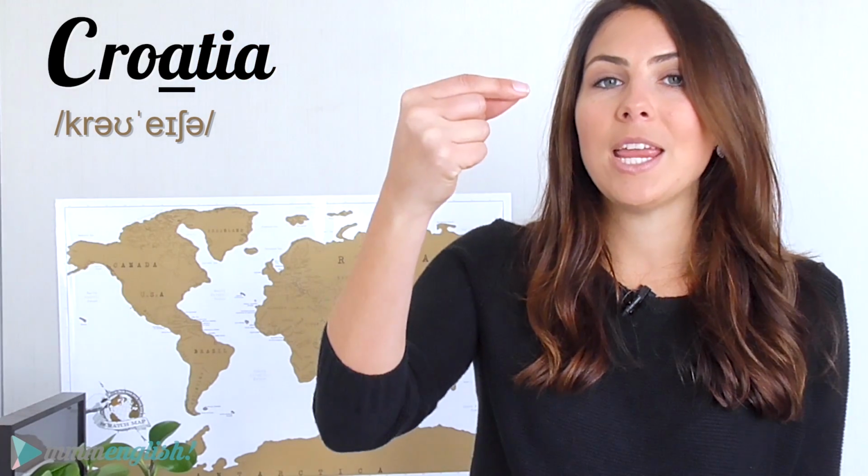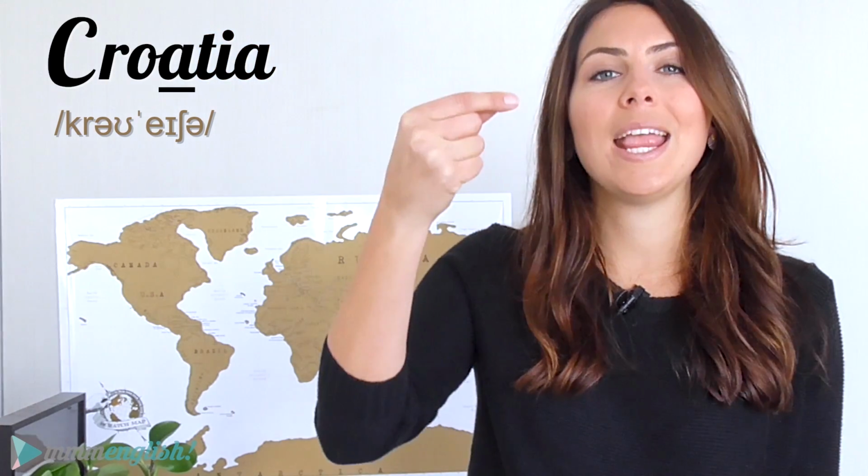Croatia. Crow. Again, the O as in go vowel sound. So the middle syllable is the stressed one here. Croatia. And again, the A as in day vowel sound. The TIA here is actually pronounced as sh. Croatia.